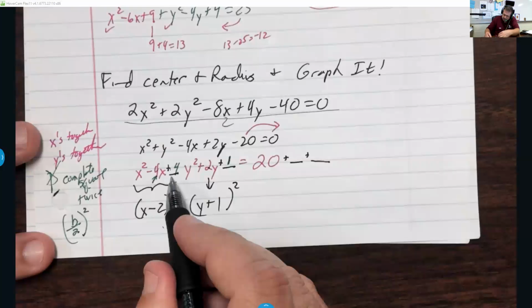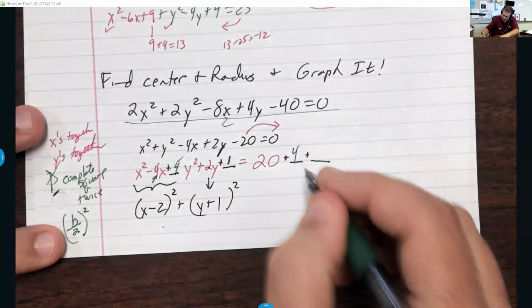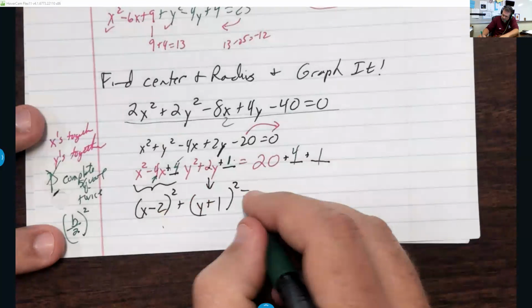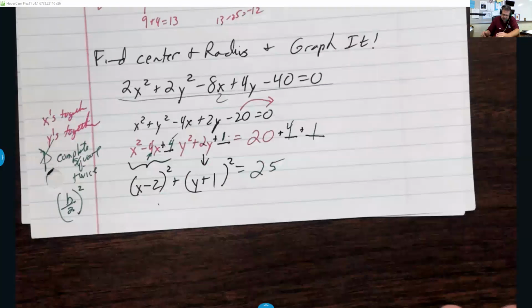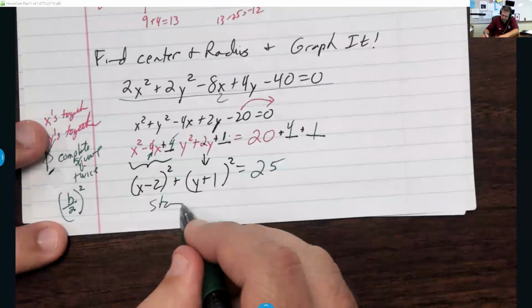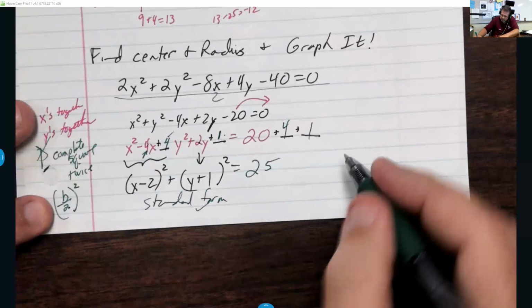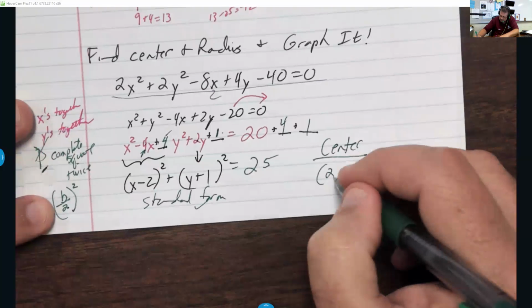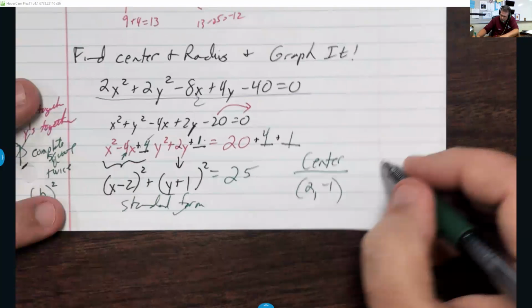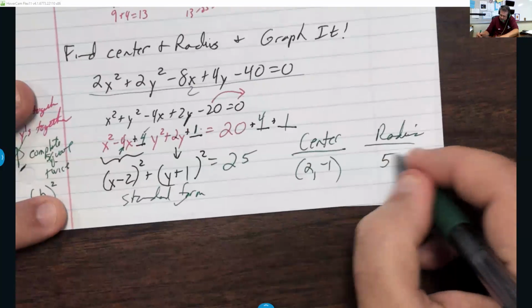Okay, now remember those blanks, that 4 and that 1. That 4 also has to be over here. This 1 also has to be over here, which makes this 25. Wait a minute, that's standard form. That's awesome, which means my center is going to be at 2, negative 1. And the radius, we know, is the square root of 25, which is 5.